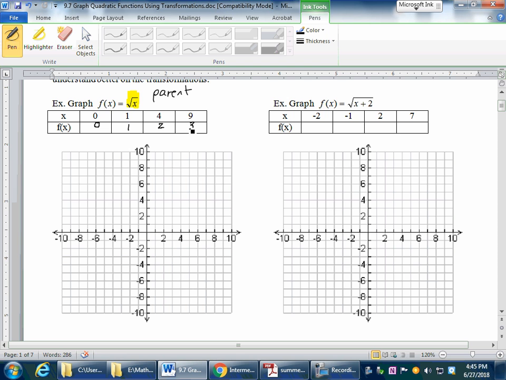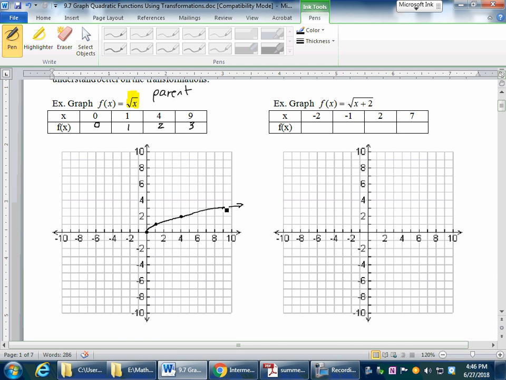So therefore, I can get my graph: at 0 will be 0, at 1 will be 1, at 4 will be 2, and at 9 will be 3. And you can see that this is a square root graph. That's the parent graph, how it looks. You should remember these few points to graph your parent graph quickly and then do the transformation from here. So for the next one, take a look at it.